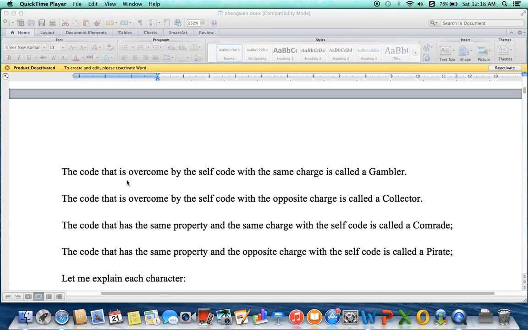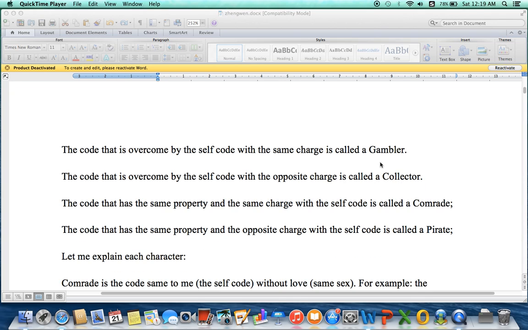The code that is overcome by the self code with the same charge is called gambler. For example, wood overcomes earth with the same charge. If it is a positive wood, the gambler will be positive earth. And the code that is overcome by the self code with the opposite charge is called a collector. For example, positive wood's collector is negative earth. Negative wood's collector is a positive earth.